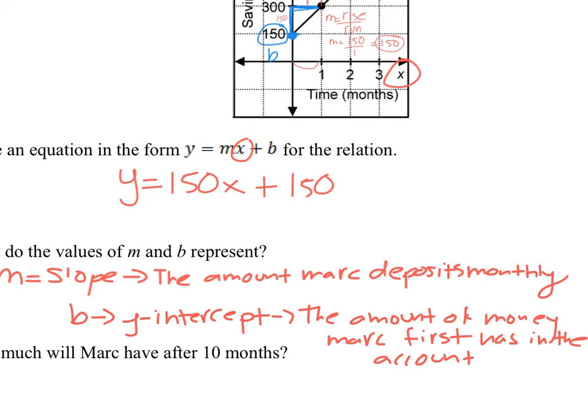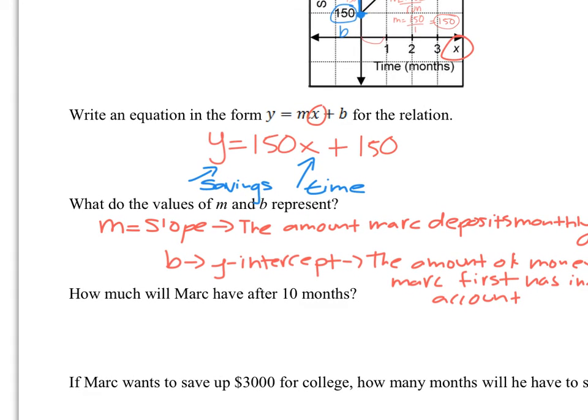So now with that understanding of slope, we should also clarify what this y and this x represent. Like I said before, the y represents the savings because it's the y-axis, and the x represents the time. Now in the next question, it's going to ask me, how much will Mark have after 10 months? It's providing me with the time, 10 months. How much is how much money, how much will I have in savings after that period of time?